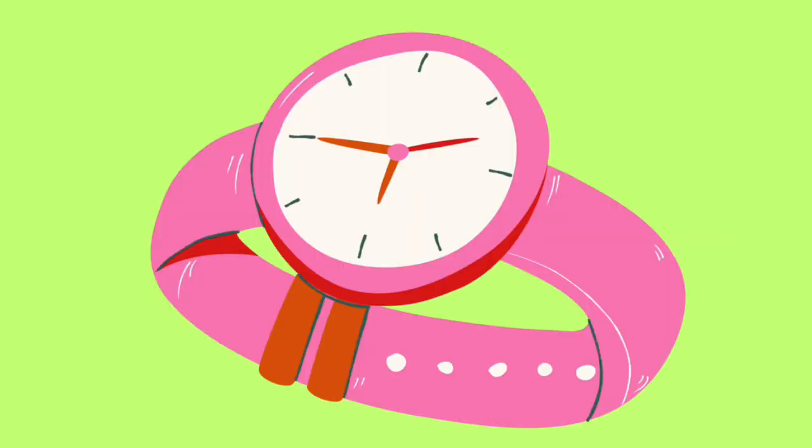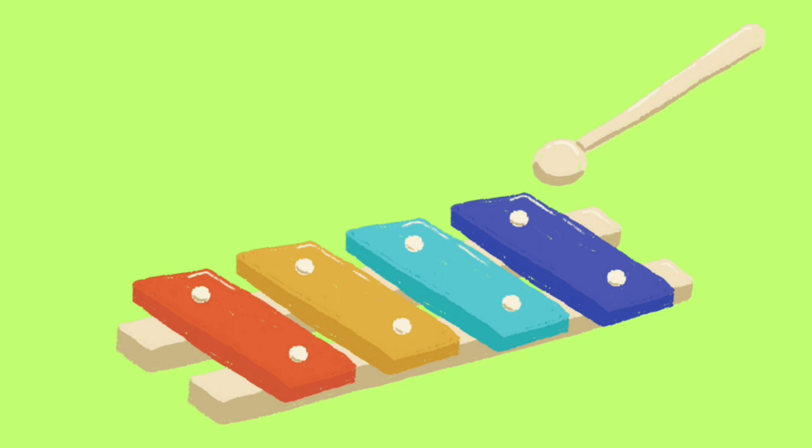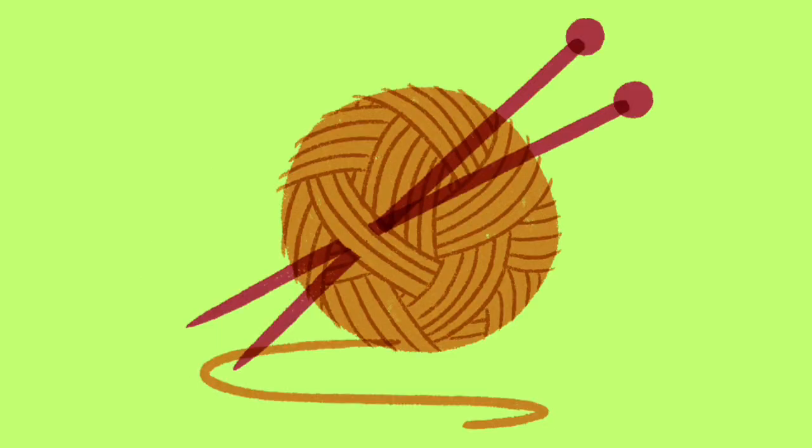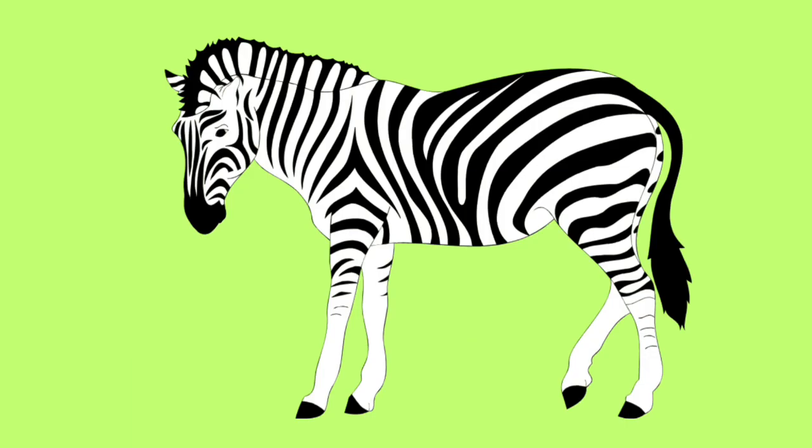W. W for watch. Watch. X. X for xylophone. Xylophone. Y. Y for yarn. Yarn. Z. Z for zebra. Zebra.